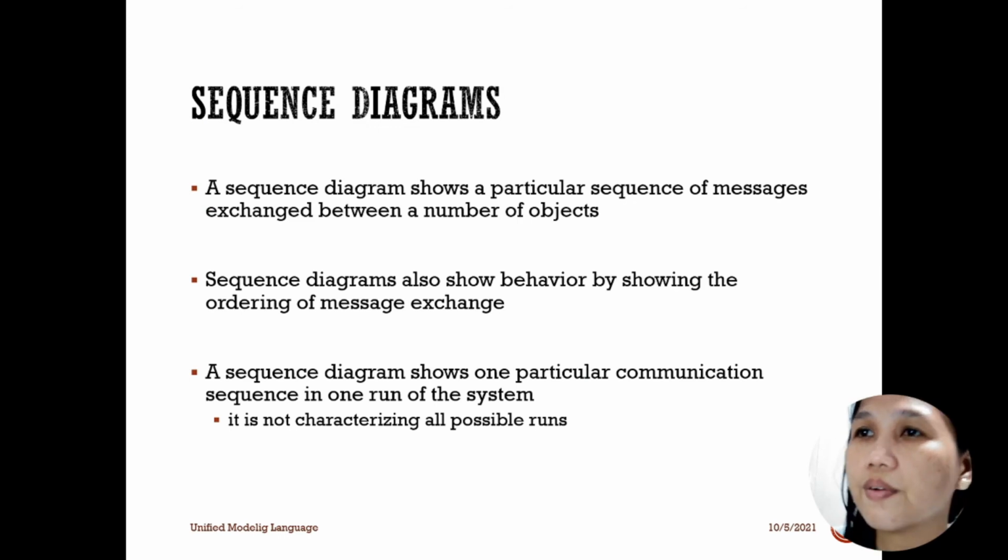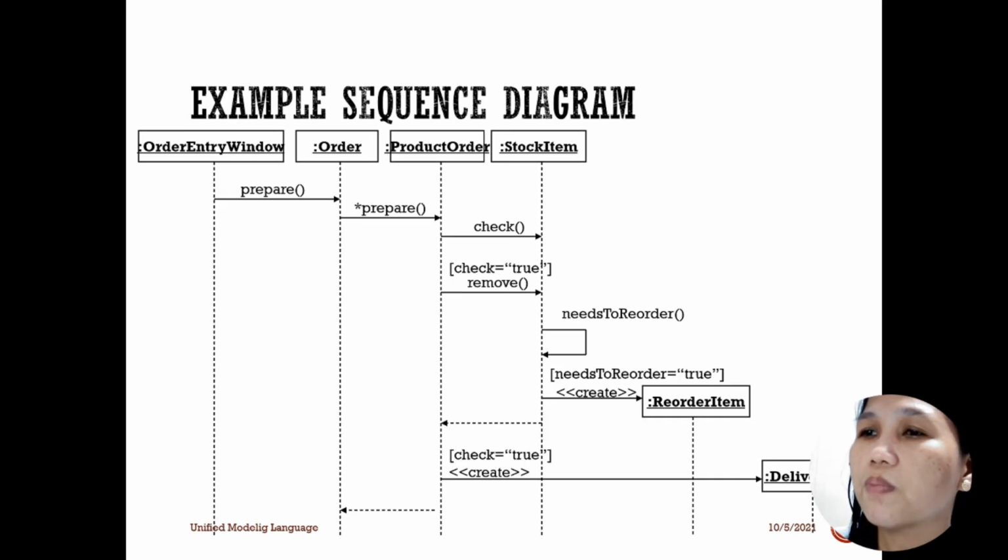A sequence diagram shows a particular sequence of messages exchanged between a number of objects. Sequence diagrams also show behavior by showing the ordering of message exchange. A sequence diagram shows one particular communication sequence in a run of the system. It does not characterize all possible runs.